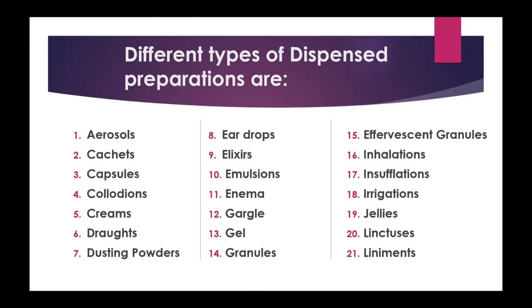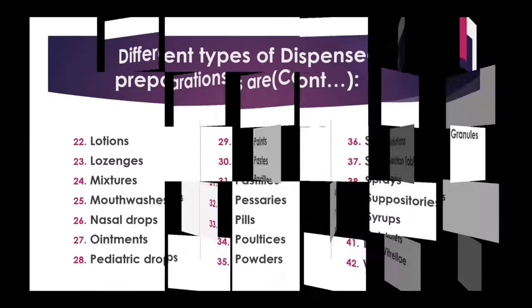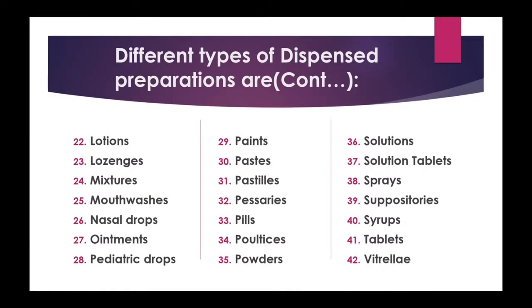Friends, in this slide, you will see different types of dispensed preparations mentioned. They are total 42 in number. It's just for your information, so go through the slide, okay? Let's start. First dispensed preparation is paints.